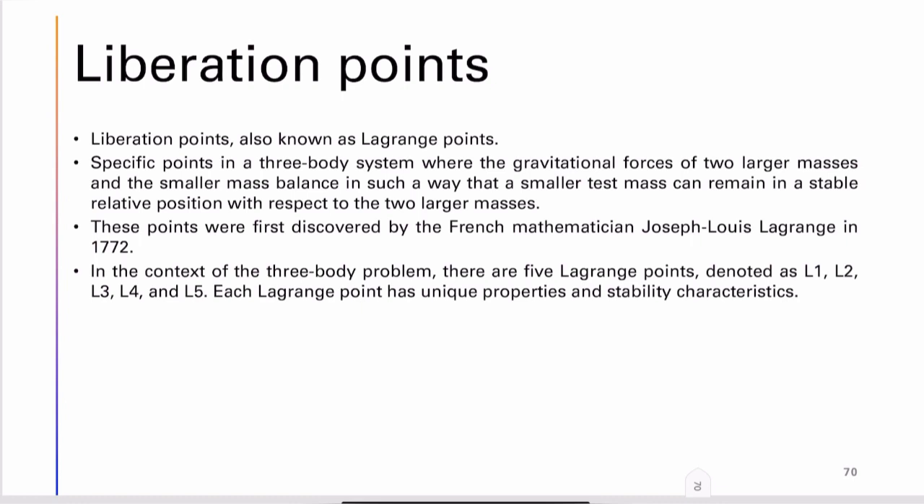So in this context, we will see about Lagrange points. In the context of the three body problem, there are five Lagrange points denoted by L1, L2, L3, L4 and L5. Each Lagrange point has its unique property and stability characteristics. We will see how it is working.